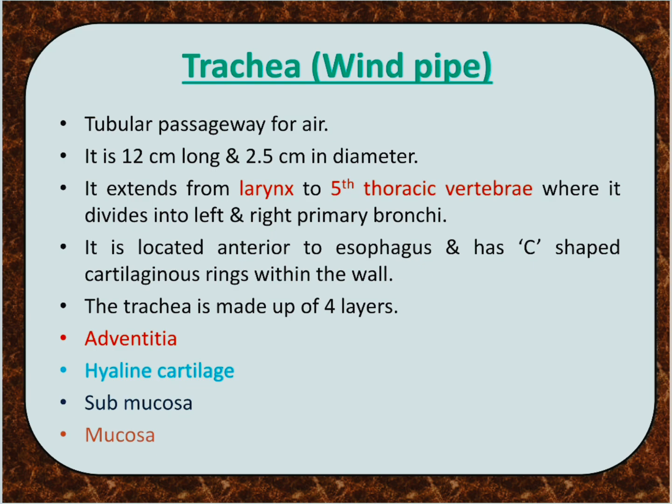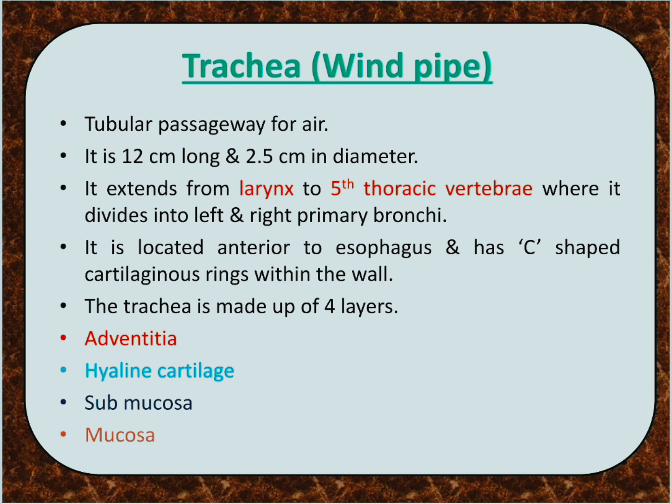Next is the trachea, also called the windpipe. It's a tubular passageway of air. It's 12 centimeters long and 2.5 centimeters in diameter. It extends from the larynx to the fifth thoracic vertebra, where it divides into left and right primary bronchi.